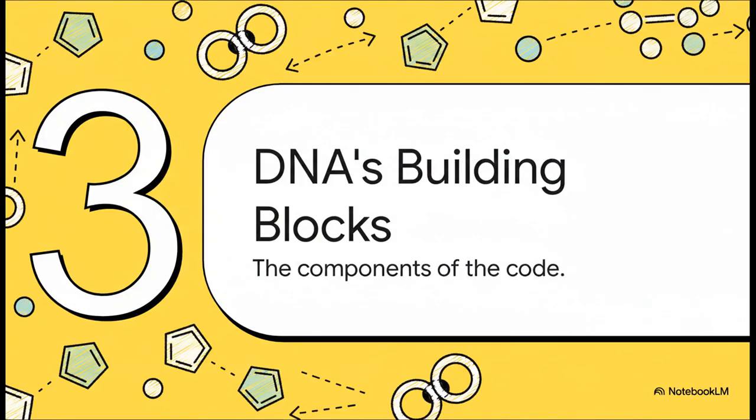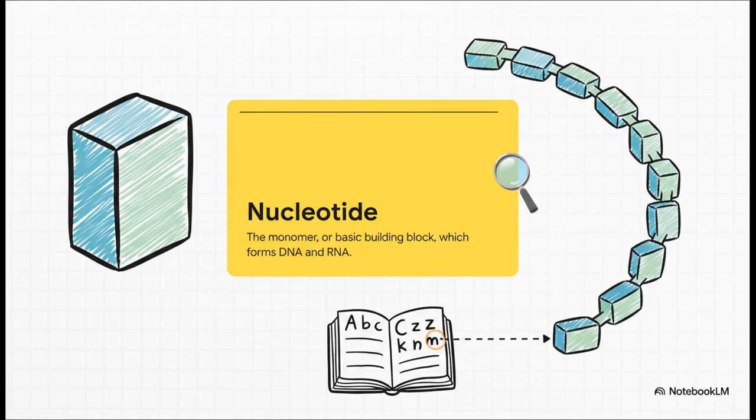So now that we've actually found the DNA, let's zoom in even more. What is this incredible molecule actually made of? What are its fundamental building blocks? The most basic unit of DNA is something called a nucleotide. Now, the official term is monomer, but that just means it's a single piece that's designed to link up with others to build a long chain. Honestly, the easiest way to think about it is like this. If your DNA is a giant instruction book, a nucleotide is just a single letter.